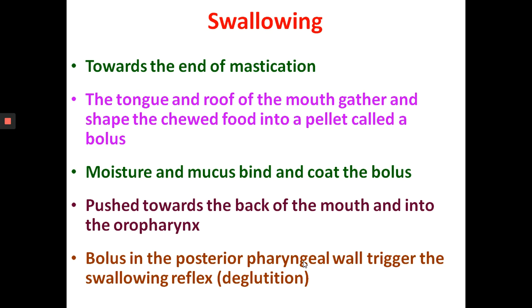These food materials are held together by the moisture of the saliva and the mucus that keep the food into a bolus. It is pushed towards the back of the mouth and into the oropharynx with the help of the tongue. Bolus in the posterior pharyngeal wall triggers the swallowing reflex, deglutition, that makes the food to be swallowed in.